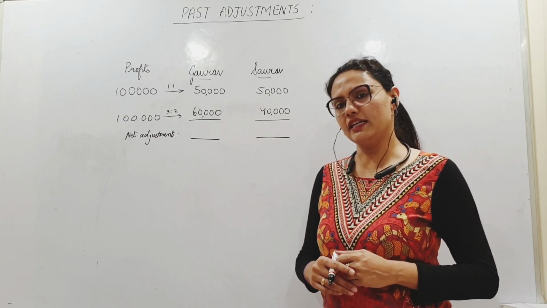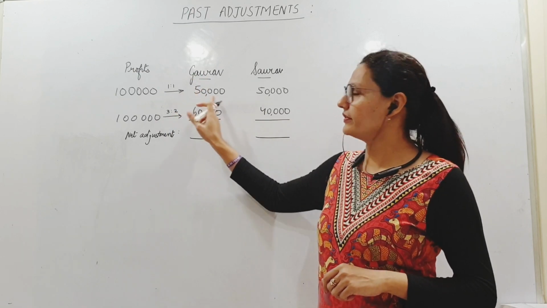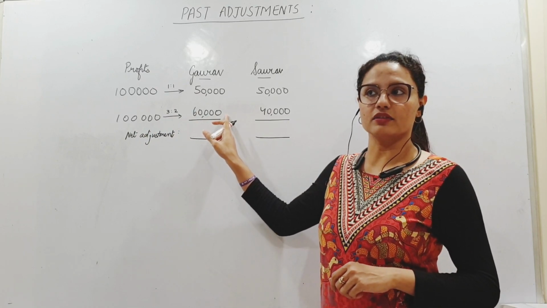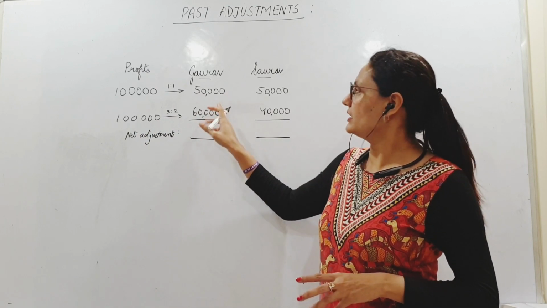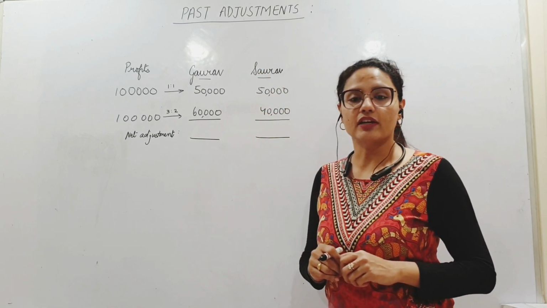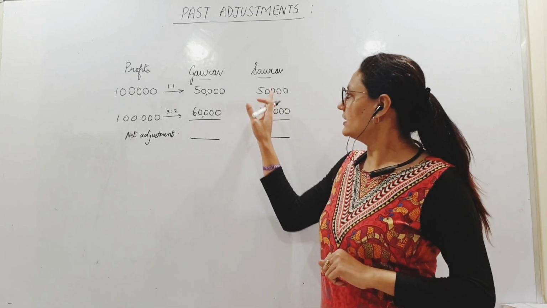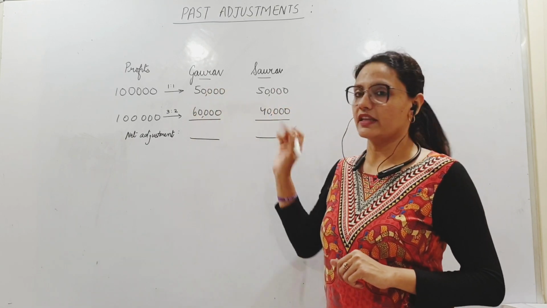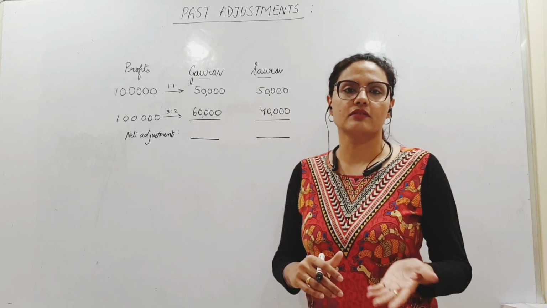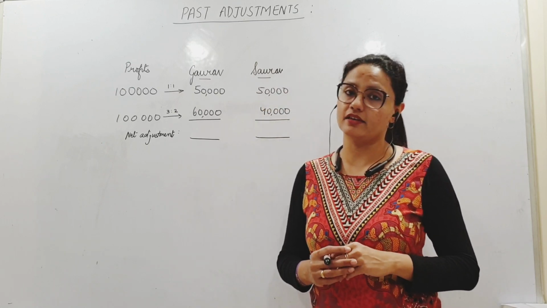Now, both the accounts are wrong because Gaurav has got 50,000 only, whereas he should have got 60,000. Similarly, Saurabh has got 50,000, whereas he should have got only 40,000. So a difference of 10,000 is coming, with which both Gaurav's and Saurabh's capital accounts are improper, incorrect.